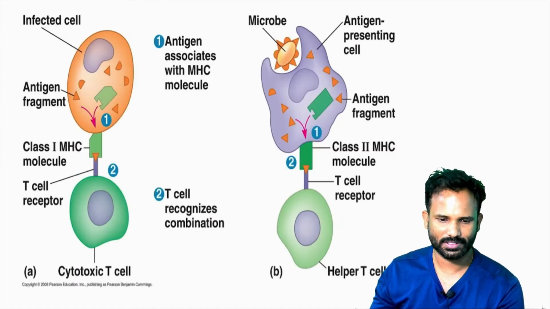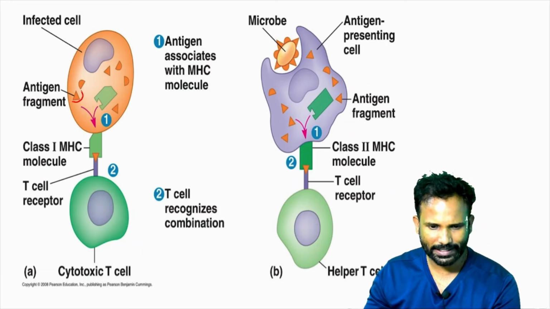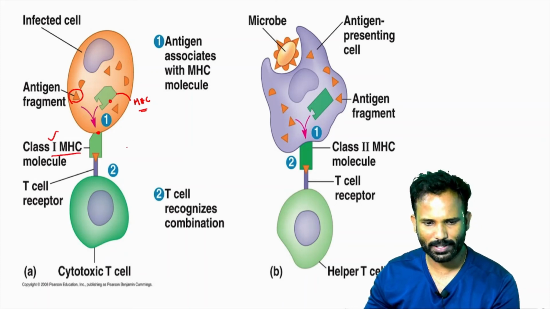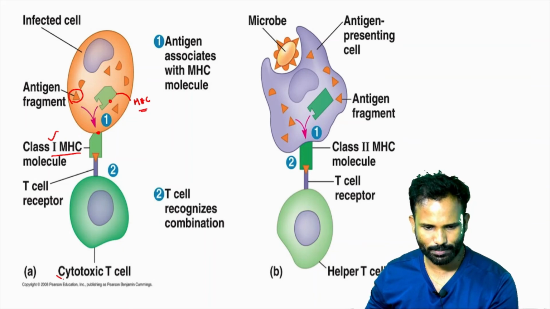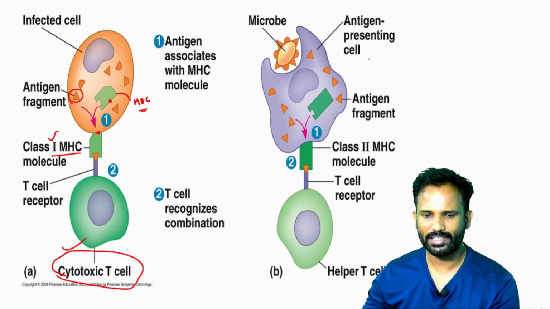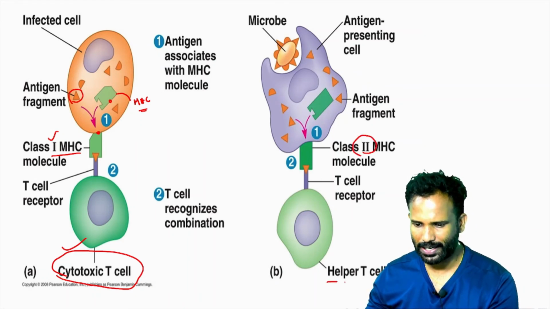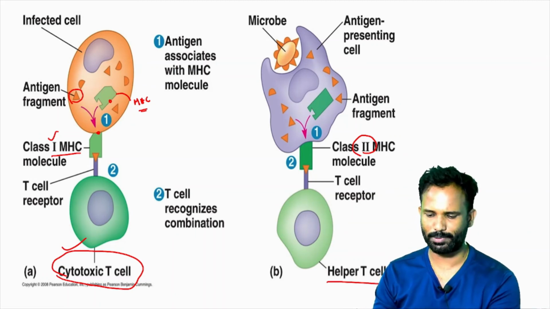Again, the same. The infected cell breaks down the bacteria into antigen fragments and the MHC is synthesized, and both coupled together form the antigen MHC complex, and that is presented on the surface. As MHC1 is presented, it will be recognized by the cluster differentiating factor 8 cell, that is the cytotoxic T cell. Similarly, if it is presented on MHC2, it will be recognized by the T helper cell.